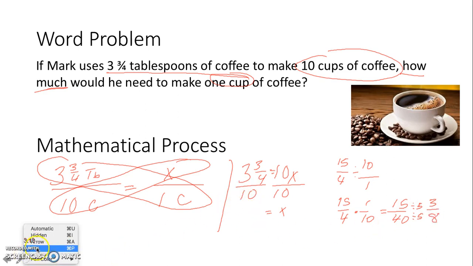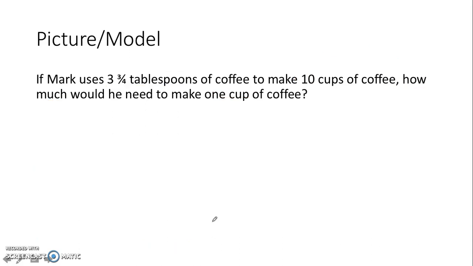So, with that being said, we have 3/8 tablespoon per cup of coffee, per cup. Okay, so we're going to remember that. So make sure you're writing all this down so we can refer back to it for each representation that we talk about today. Okay, so let's talk about the picture.